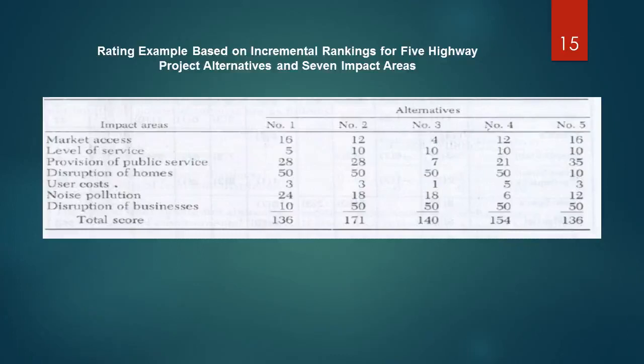Rating example based on incremental ranking for 5 highways project alternatives and 7 impact areas. Its total score is 136 in first, 171 in second, 140 in third, 154 in fourth and 136 in 5. Means for incremental ranking, overall the second alternative has maximum score, that is 177, and the alternative first and fifth have minimum score, that is 136.